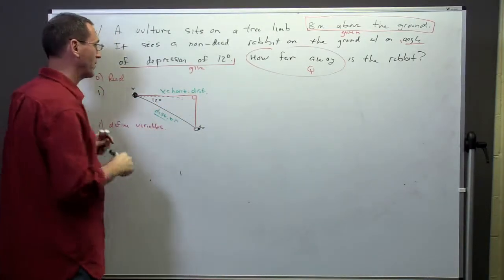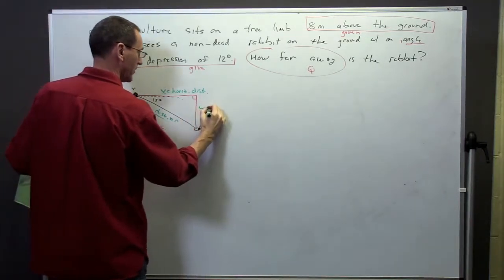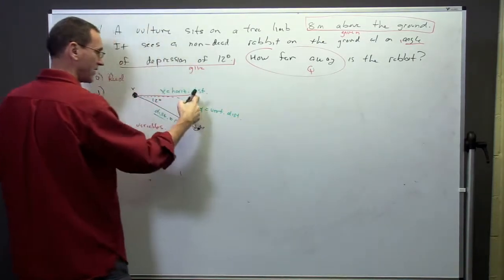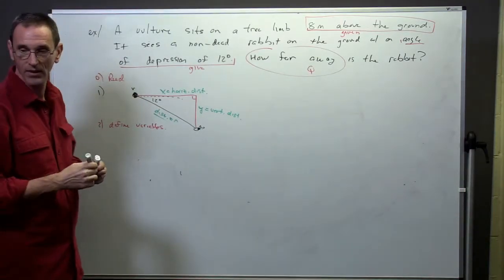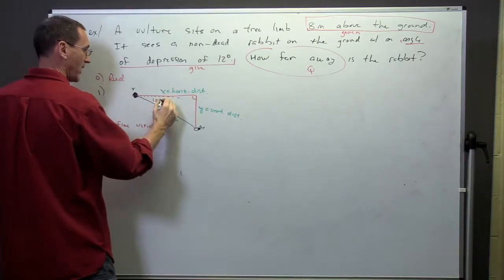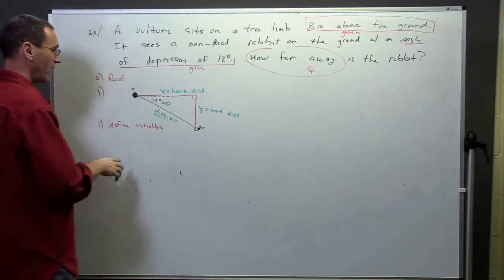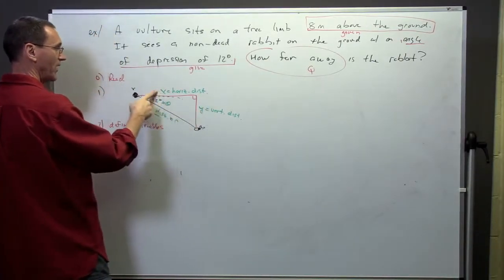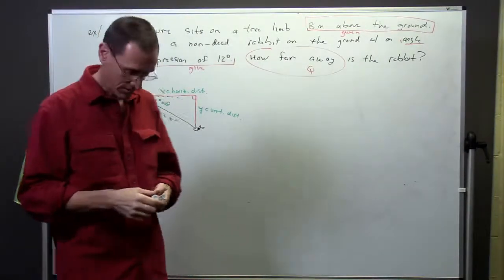This side of the triangle, I'm going to call the horizontal distance, and I'm going to define that to be x. And this distance here, I'm going to define to be my vertical distance. And I've got my angle given to me there. So I've defined my variables. I've got my distance I'll call r, vertical distance I'll call y, and my horizontal distance I will call x.